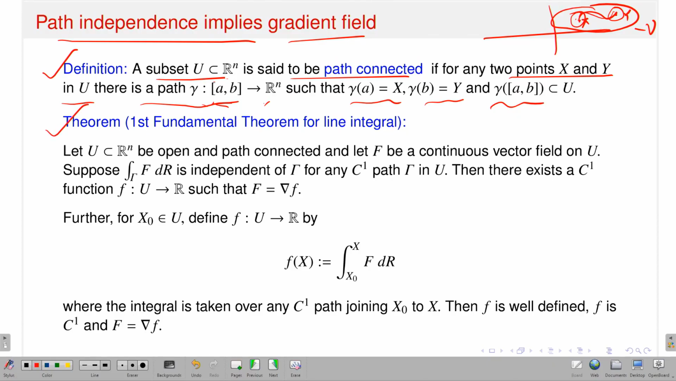Once I have that notion of path connectedness, I can talk about the first fundamental theorem of line integrals, the scalar line integral. What is that? It says: let U, a subset of Rn, be an open, path connected set, which I have just defined.